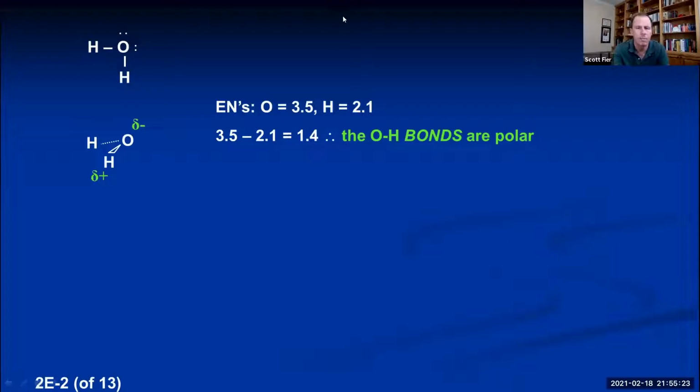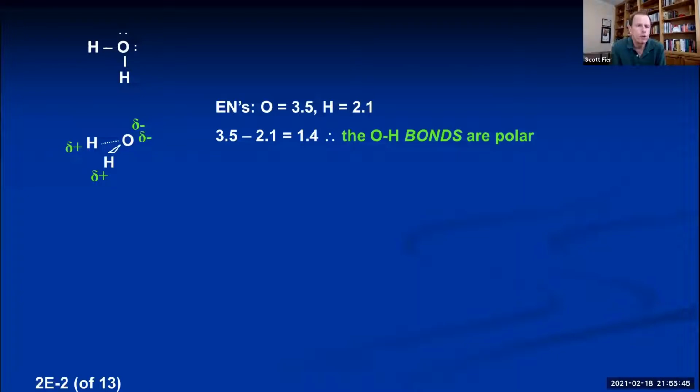the oxygen end of the bond is going to be negative. So we're going to label each bond with the delta positive and the delta negative. The oxygen gets the delta negative because it has the higher electronegativity. The H is the delta positive because it has the lower electronegativity. And I'm going to do the exact same thing for the other bond. The O end is going to be negative and the H end is going to be positive.